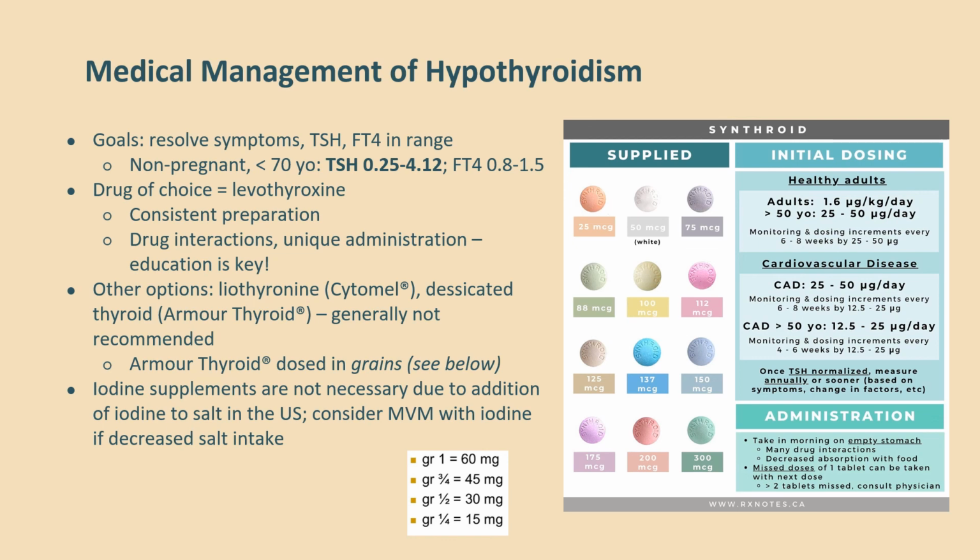Here's a diagram showing you the different colors of the Synthroid tablets, which is universal between all the brands, even the generics. And then we have the dosing information here. So your 1.6 mics per kg per day. You do a little bit lower of a dose if they're elderly, if they have cardiovascular disease, and if they're elderly and have cardiovascular disease, you go a little bit lower even.